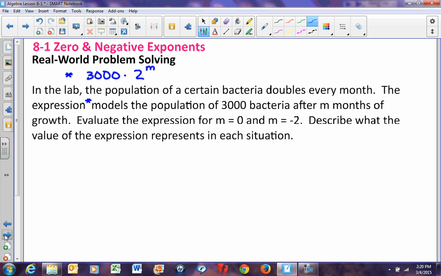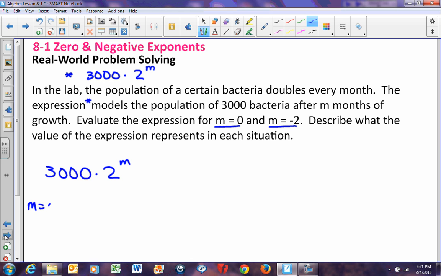In the lab, the population of certain bacteria doubles every month. The expression 3,000 times 2 to the m models the population of 3,000 bacteria after m months of growth. Evaluate the expression for m equals 0 and m equals negative 2. Describe what the value of the expression represents in each situation. All right, so I have to do this twice. Okay, so I'm gonna solve this when m is 0, and then I'm gonna solve it again when m is negative 2. So here's my expression: 3,000 times 2 to the m power.